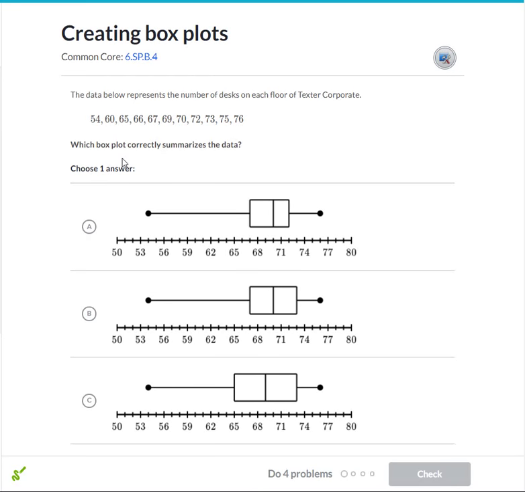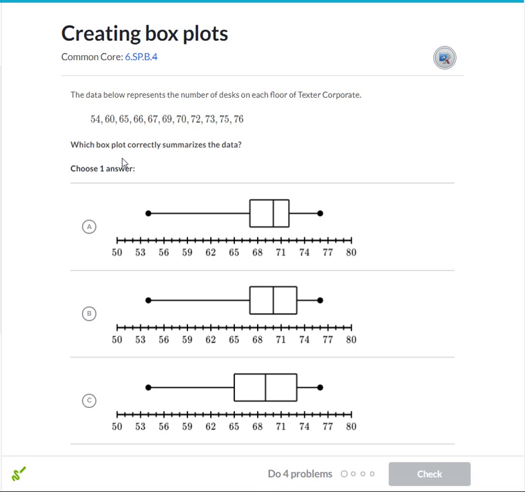So how do you create a box plot? By now we've discovered how to read a box plot, how to read the quartiles, how to find the interquartile range, the minimum, the maximum. And so now what we want to do is put it all together to create your own box plot from the data that's given.